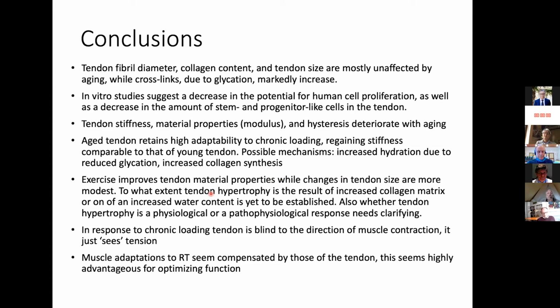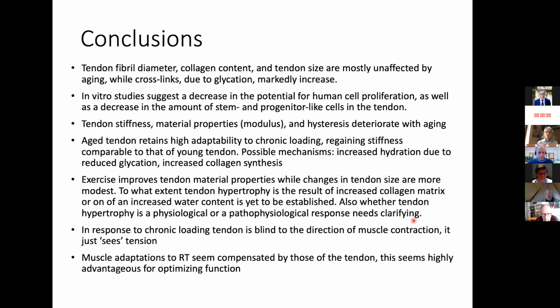To what extent tendon hypertrophy is the result of an increased collagen matrix or of an increased water content is yet to be established. Also, whether tendon hypertrophy is a physiological or pathophysiological response is unclear, but I think in hearing Professor Kerr's reply to my question, it looks as if up to some extent this is physiological. Maybe in marathon runners, perhaps, it does assume some pathophysiological aspects.